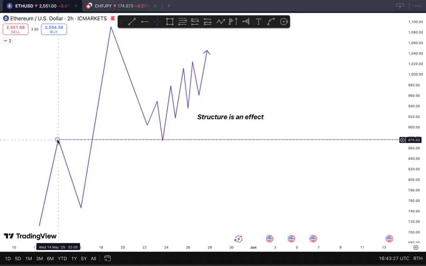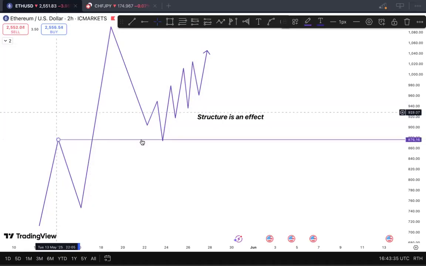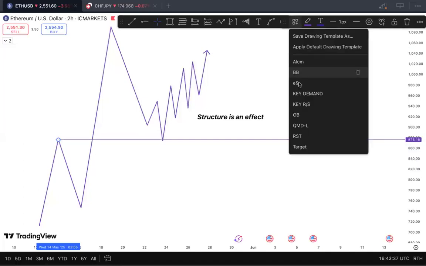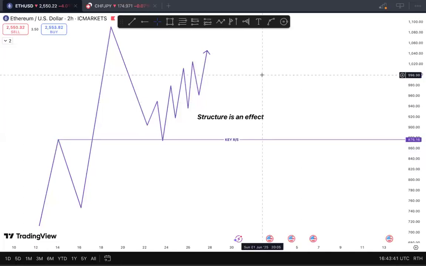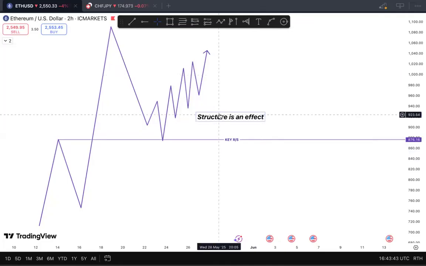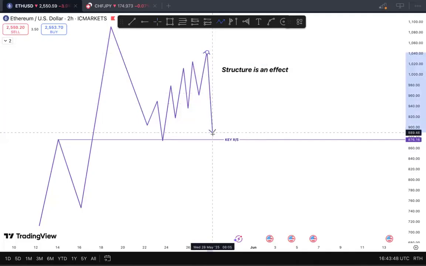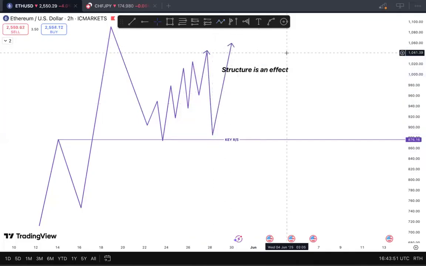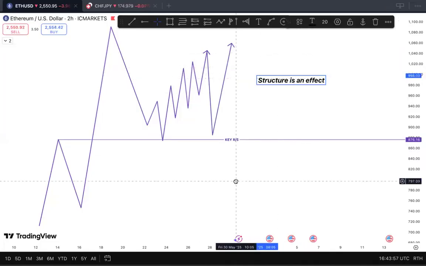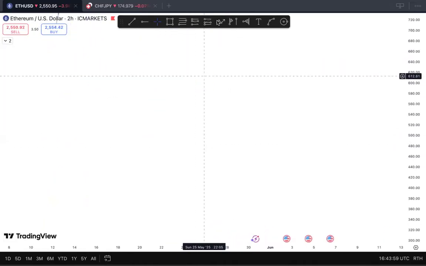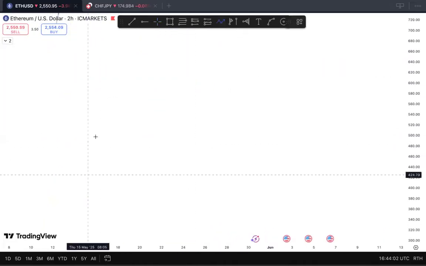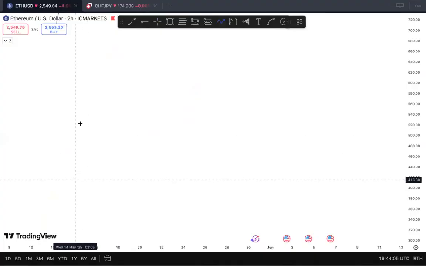So what do I do? I take up my tool and I place it on the body of the resistance. That's it. Okay, so then what do I do? I wait for price to come in. Tap, boom. That's it. Very easy. Do you understand? Very easy. So the same thing applies. So let's go. The same thing applies.